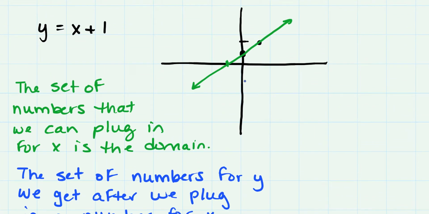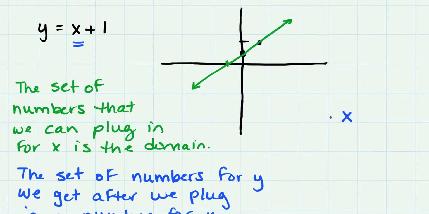Right here, you can look at the picture. You know that for x, you could plug anything in that you want. You could plug in 7 and you're going to get 8 for y. You can plug in -5 for x and you're going to get -4 for y. Just plug in this number, add 1, that will give you y. In fact, any number you choose for x, you're going to get a y value. The domain here for x is all real numbers.